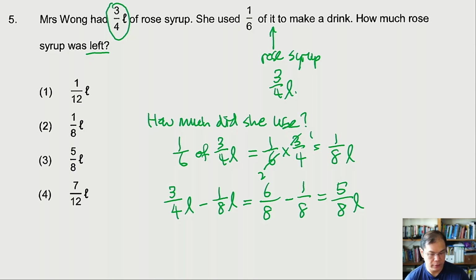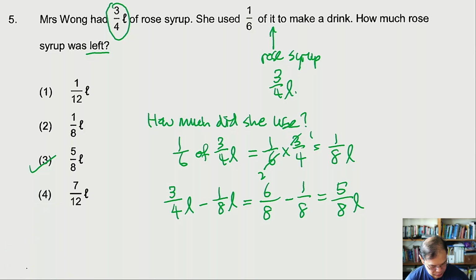So she had 5/8 liters left. Okay, so this is one method. There's another way of finding the answer. Let me change my color of the pen.